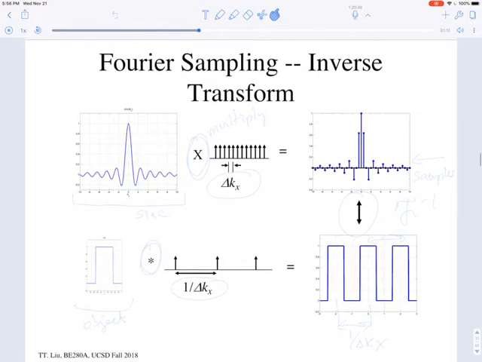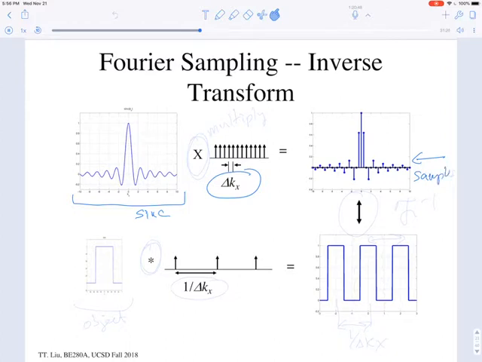Let's look at how that looks. This is my Fourier transform of my object. This is the sinc function. I multiply it by a comb function that has a spacing of delta kx. That's my sampling, and these are my samples here. So the question is, what is the inverse Fourier transform of this? The way we do that is, remember, this is a multiplication in the Fourier domain.